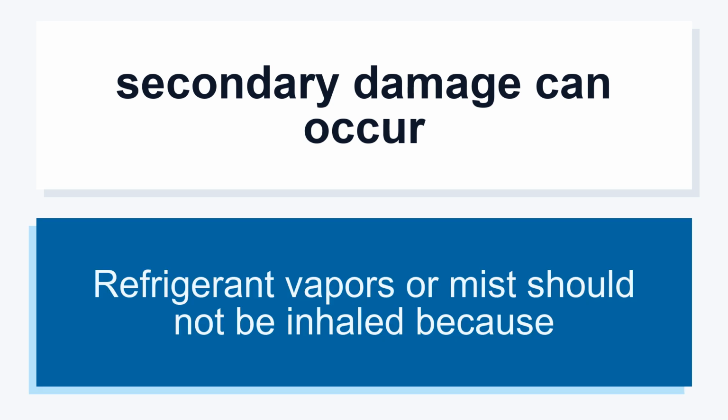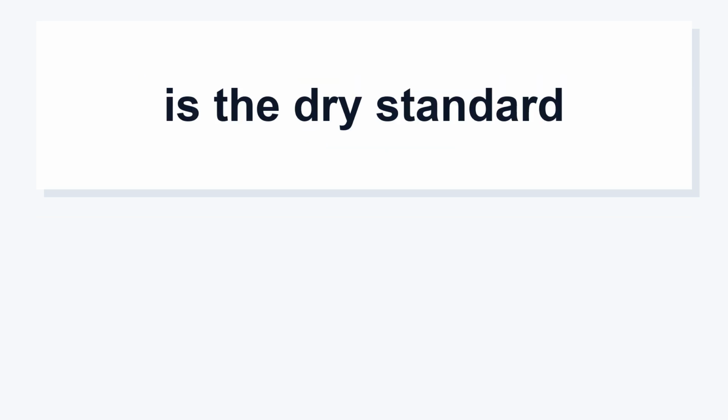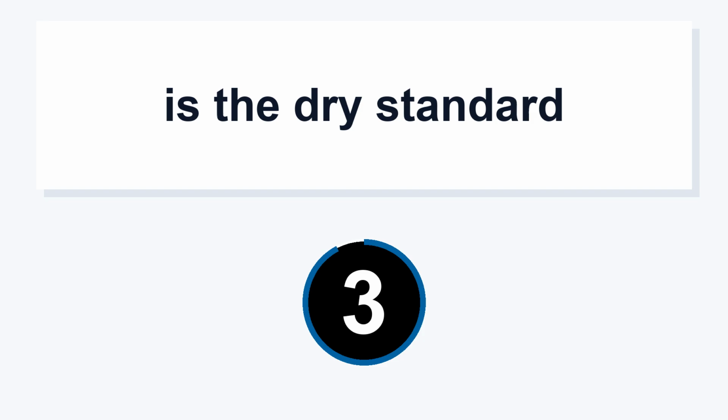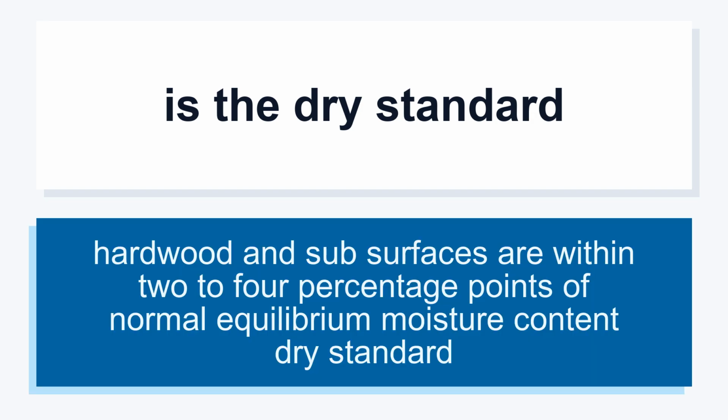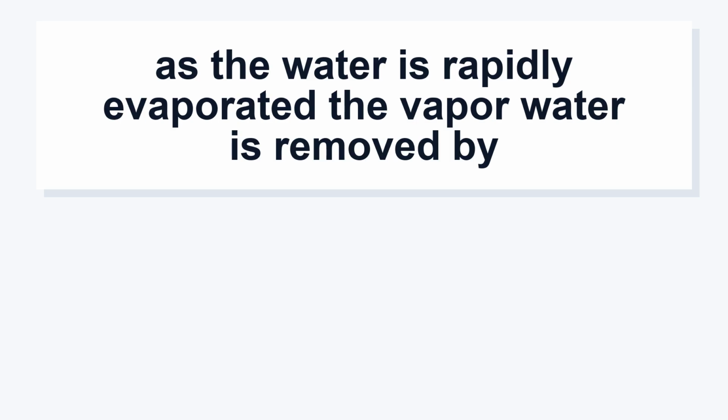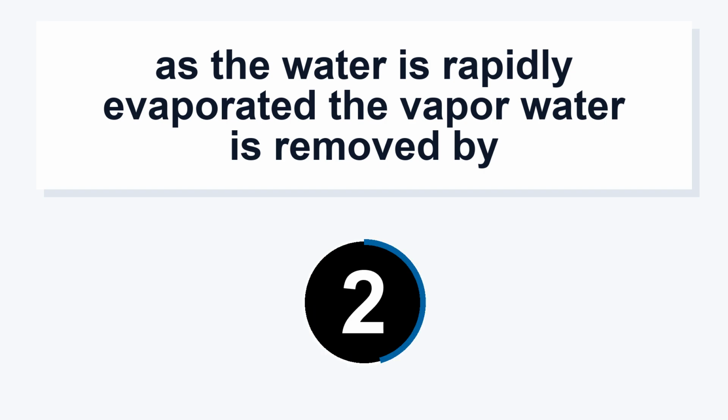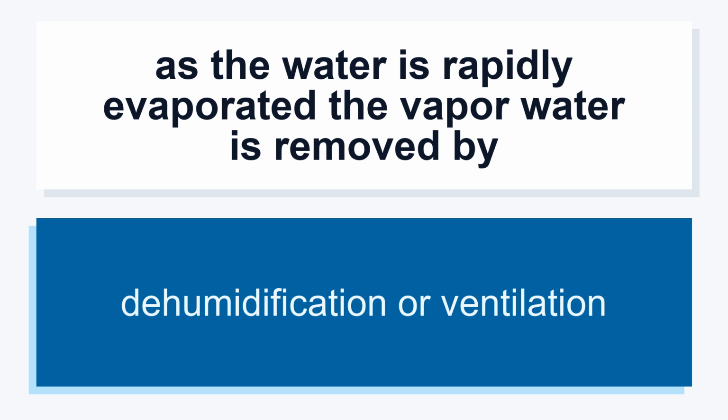Refrigerant vapors or mist should not be inhaled. Hardwood and subsurfaces are within 2 to 4 percentage points of normal equilibrium moisture content, the dry standard. As the water is rapidly evaporated, the vapor water is removed by dehumidification or ventilation.